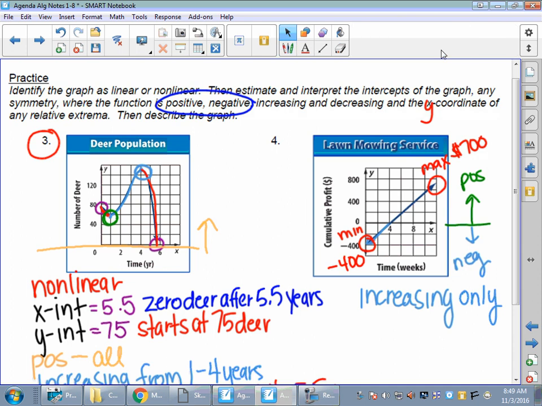And then describe the graph, we could say, as the weeks go by, the profit started at negative 400 but went up to $700 after 12 weeks. So that would be my description.